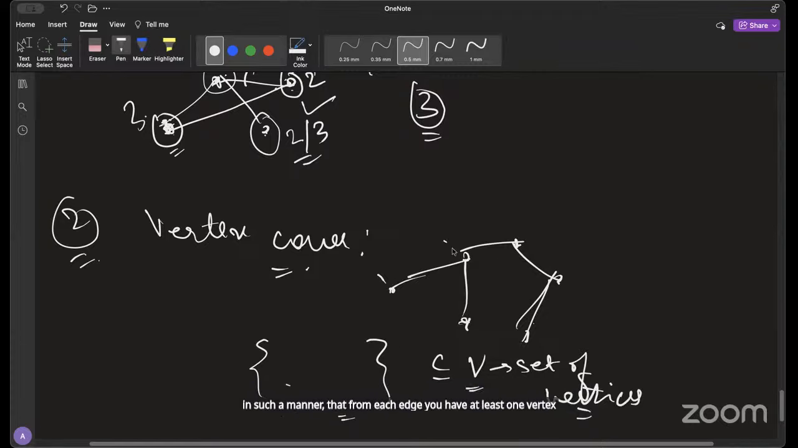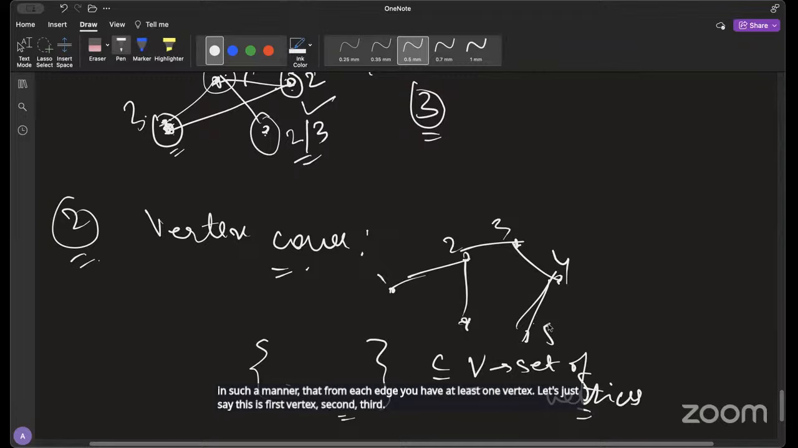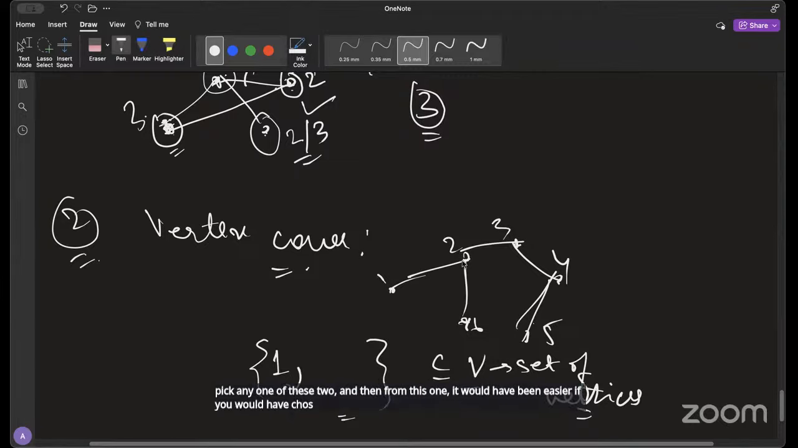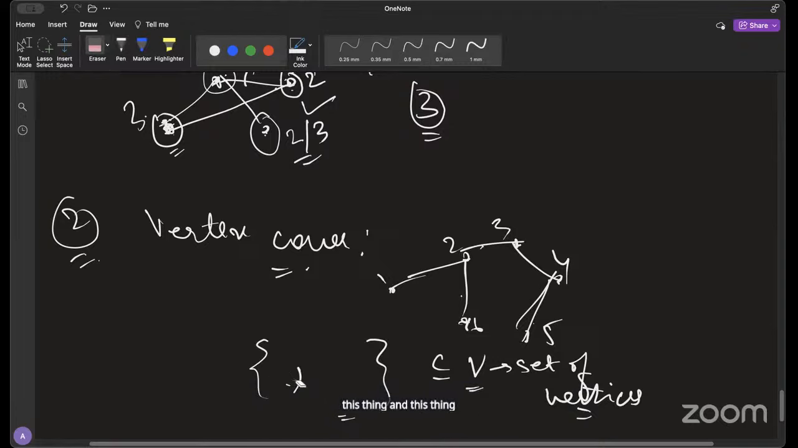Let's just say this is first vertex, second, third, fourth, fifth, and sixth. So you choose this edge first, then you pick any one of these two, and then for this one, it would have been easier if you had chosen 2, because 2 will cover all of this. It will cover this edge and this edge. So you should choose 2 here, because 2 covers this edge and this edge. And then you don't have 3, so you'll have to take 4 for this edge, and then this is also covered. So this is your vertex cover in this example.